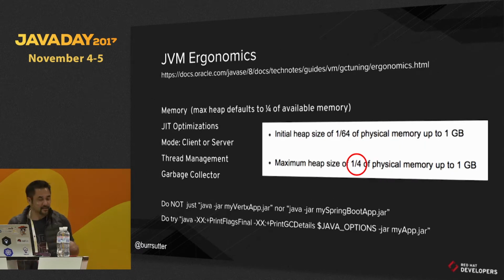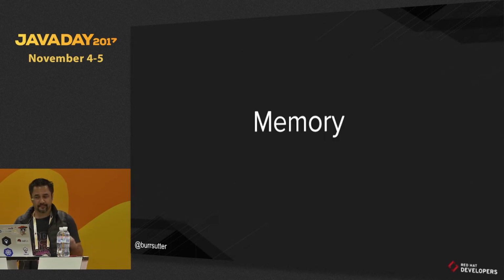Okay? So the JVM ergonomics, there's the URL at the top of this slide here, talk about how these things are determined. So this is how the Java Virtual Machine determines how much memory it should allocate, how many threads it should allocate, et cetera, et cetera. You should just be aware of what it is. You can see maximum heap size by default is a quarter of physical memory. So that's going to basically say, let me grab a quarter of available memory, and that's what it's doing right there. Okay? It's just a quarter of available memory. And you just have to be mindful of that.